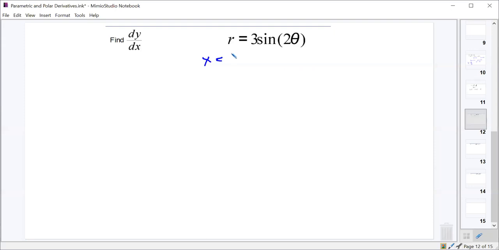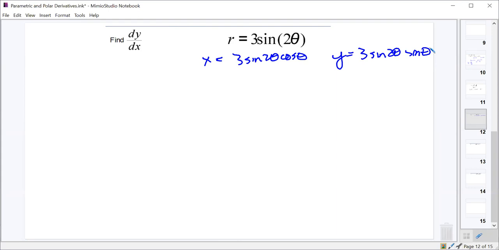X should equal r, so 3 sine 2 theta times cosine theta, and y should equal 3 sine 2 theta times sine theta. And we should be able to use those to figure out what dy dx is.